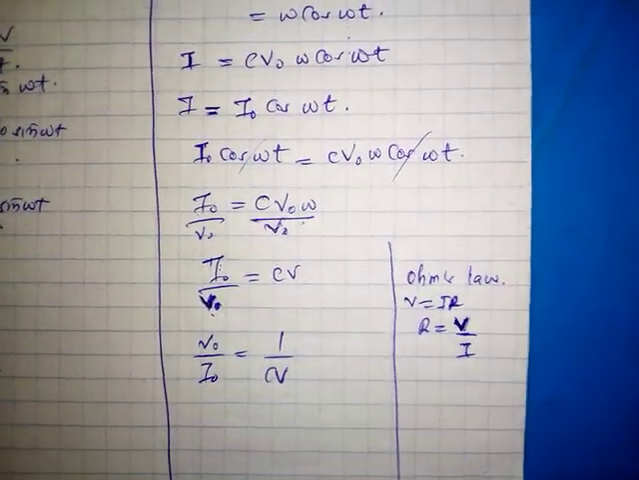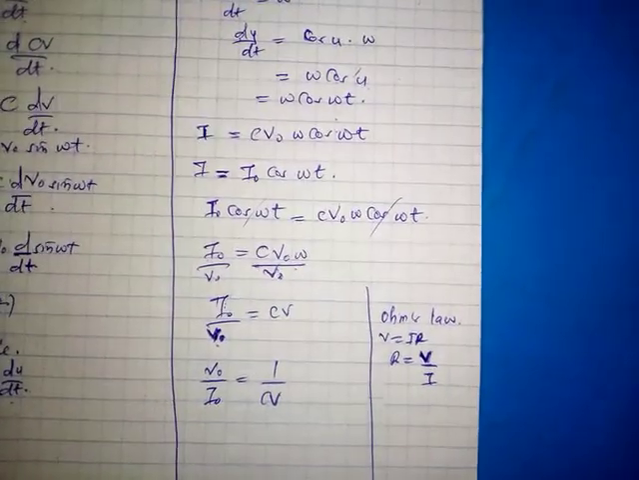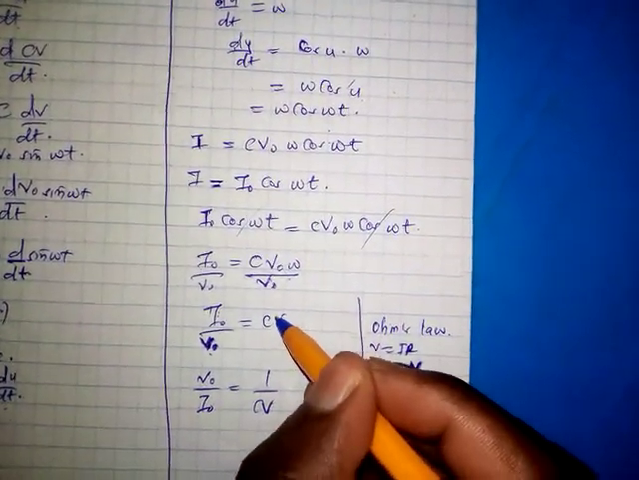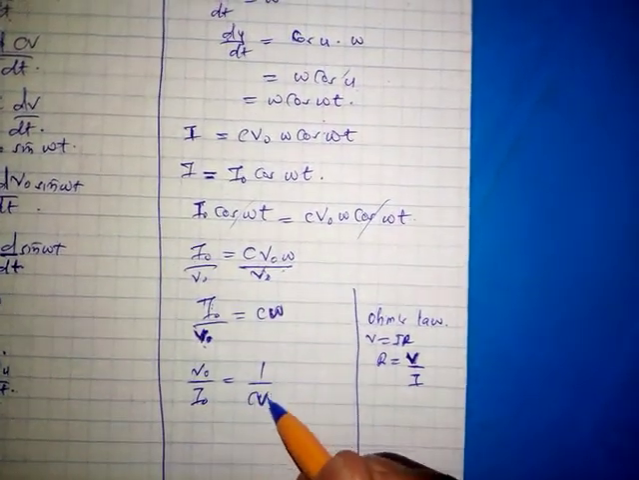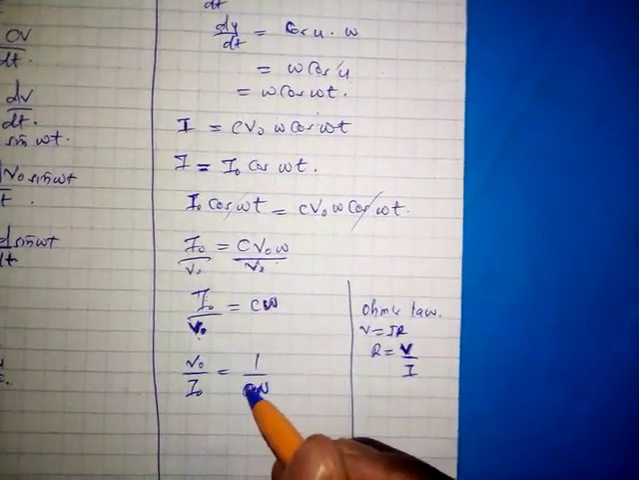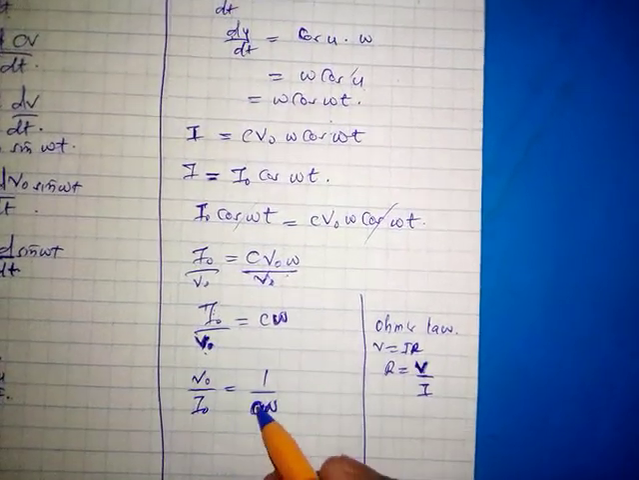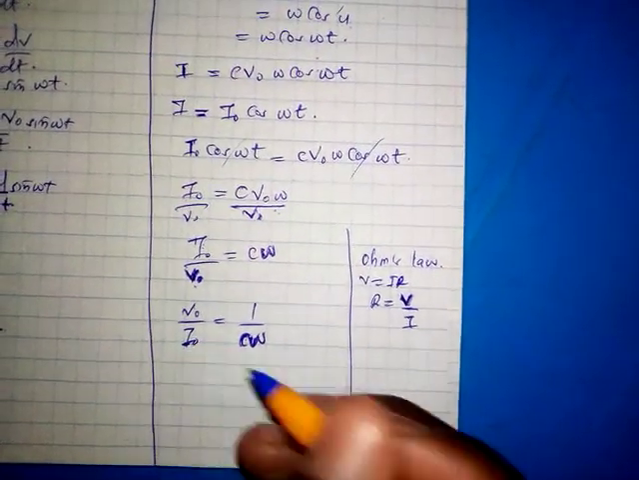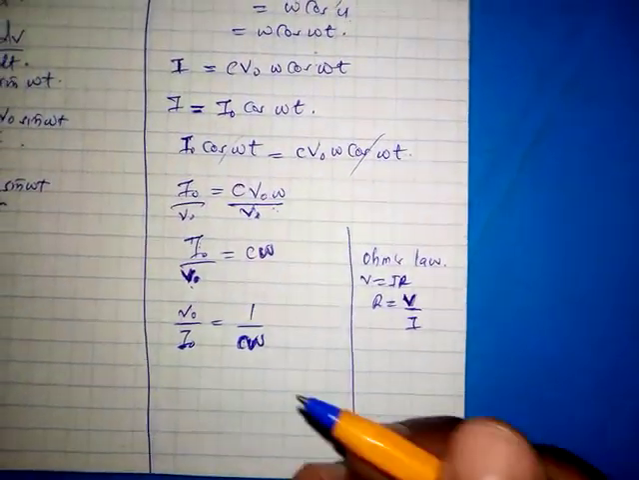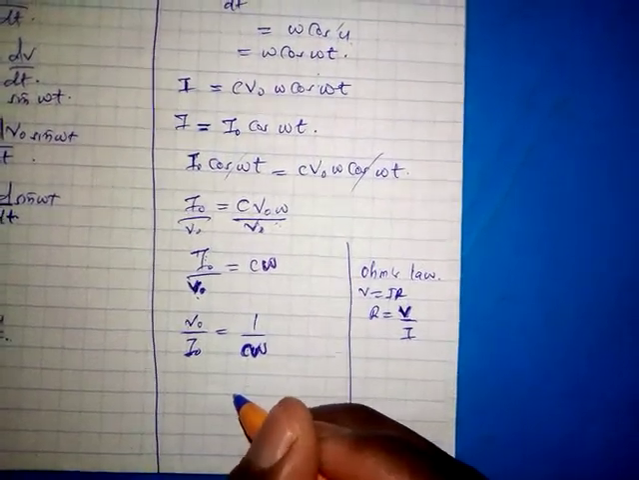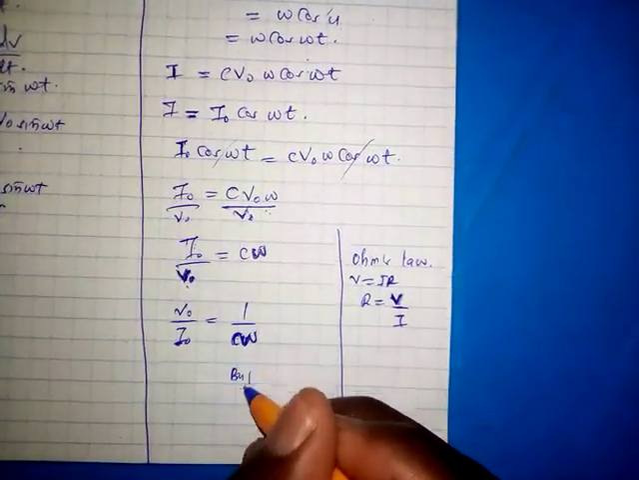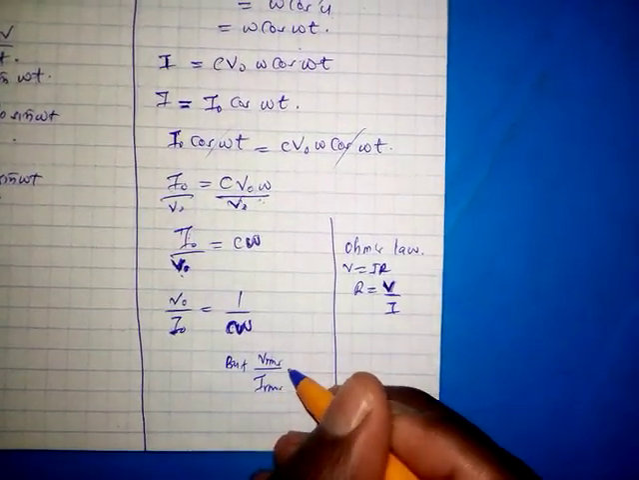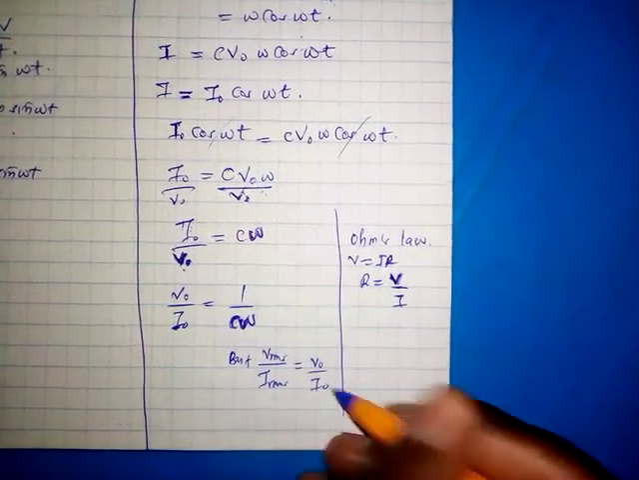Sorry, it's omega, not CV. Are we there? So remember, Vrms over Irms is equal to V naught over I naught.